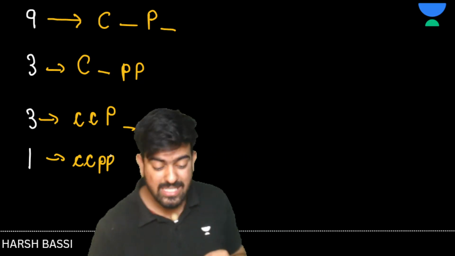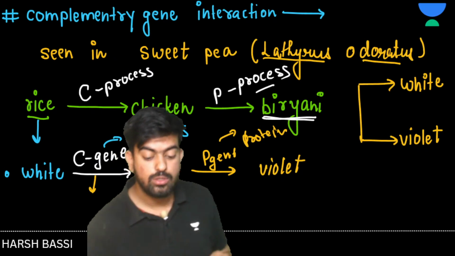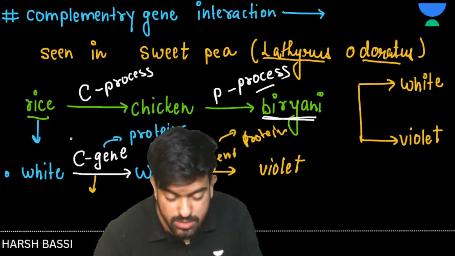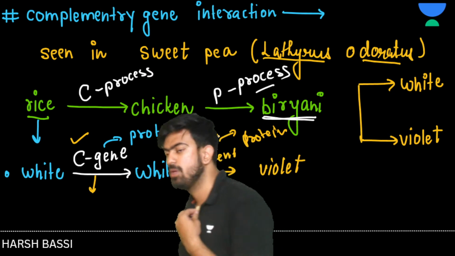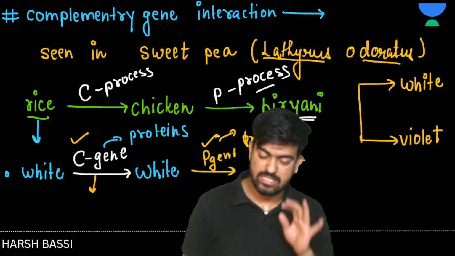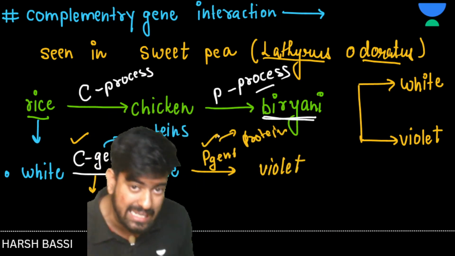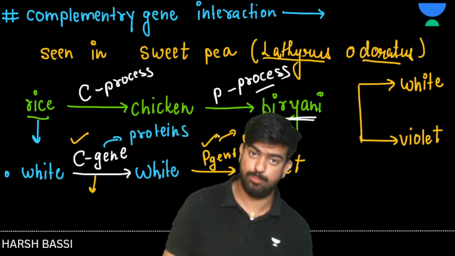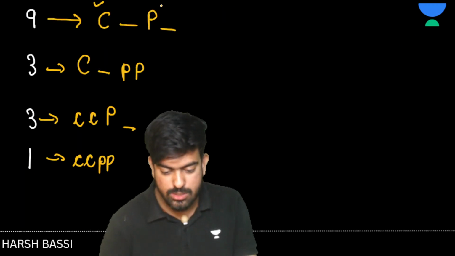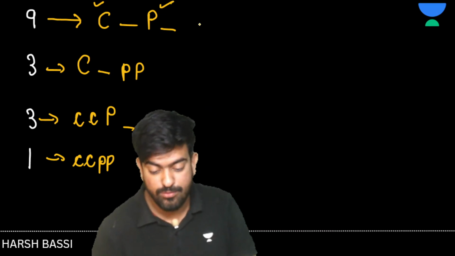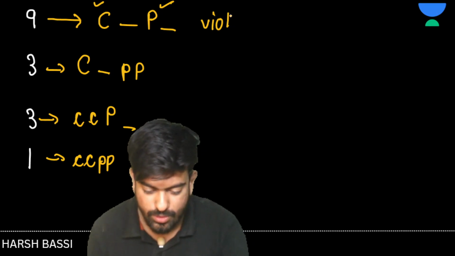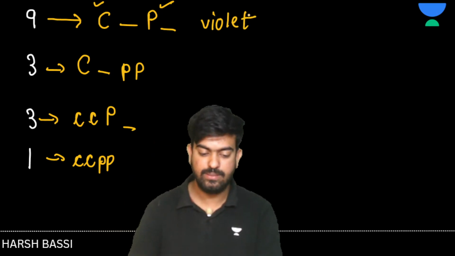Okay. But sir, we saw that to make a violet color, both of these should be present. Yes or no? Yes, it's true. Both the dominant alleles should be present, and only then are they going to make the proteins, right? So see here, in this case, this is dominant and this is also dominant, so the phenotype will be violet. Yes or no? Clear to everyone?